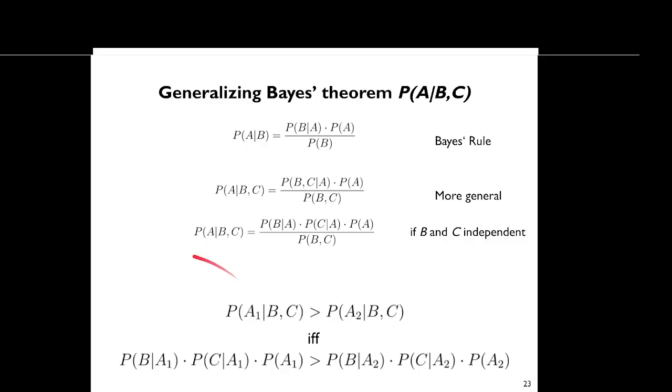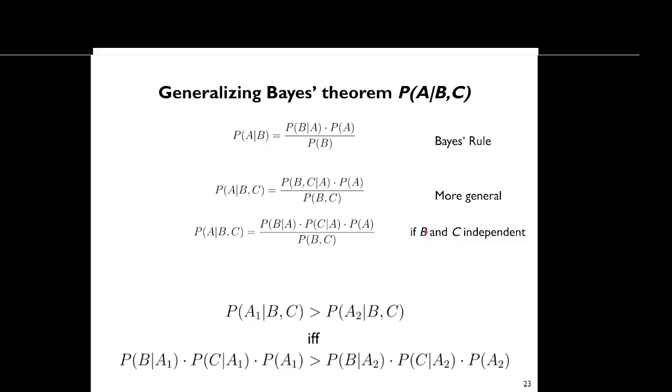So let's take the basic rule over here, and now we simply plug in two pieces of evidence for B. So instead of having B, we have B and C. So over here, B, C, B, C, B, C. So that's easy. We can just do that. Now, the big question is how can we simplify that? And there we can make an assumption.